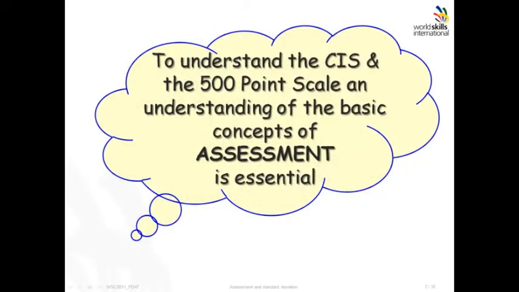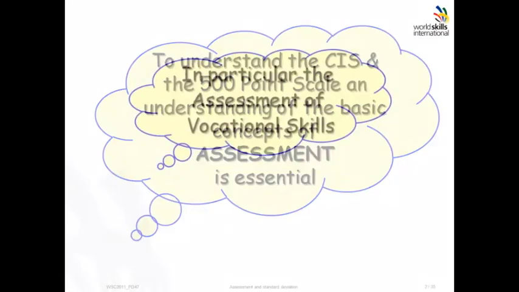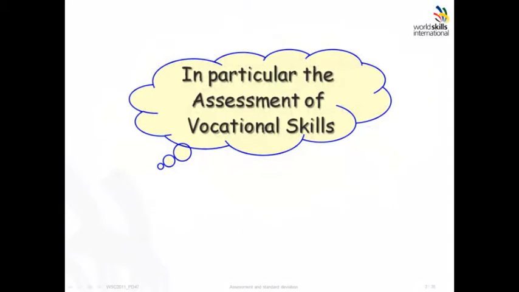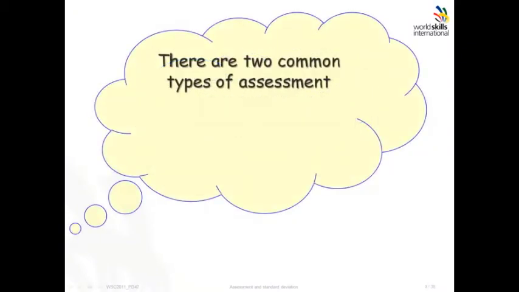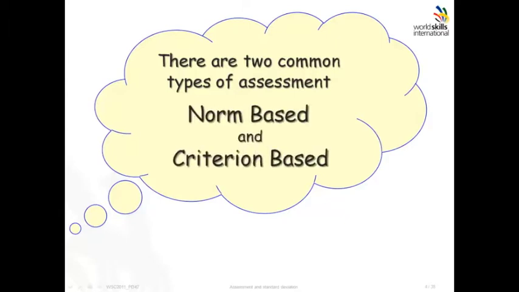To understand the Competition Information System, or CIS as we call it, and the 500-point scale, an understanding of the basic concepts of assessment is essential. In particular, the assessment of vocational skills. There are two common types of assessment: norm-based and criterion-based.